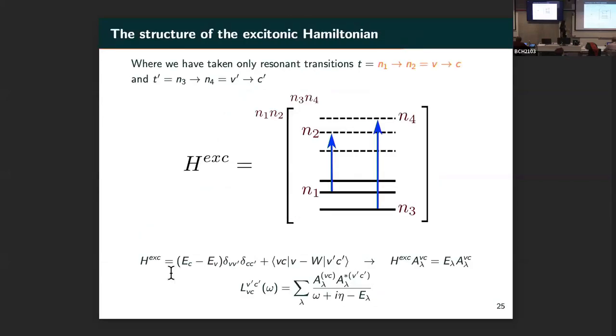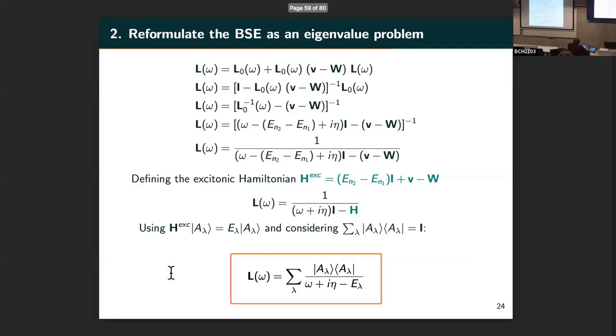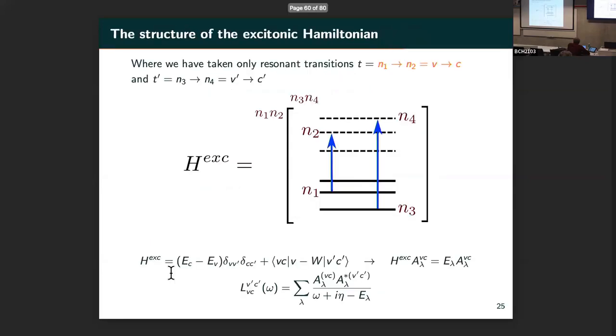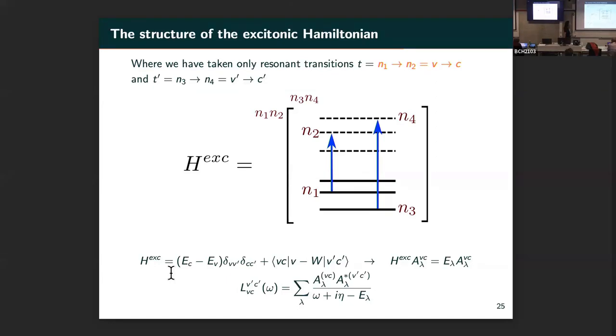Okay, but what have I done here? I mentioned that I did the approximation that the Hamiltonian is Hermitian, and therefore the identity is defined like this. But what does it mean in terms of our definition for the Hamiltonian? It means that we have taken the transitions, which are N1 to N2, valence to conduction only. So only resonant transitions. Okay? So this is the same picture that I showed you before. So only transitions from valence to conduction.